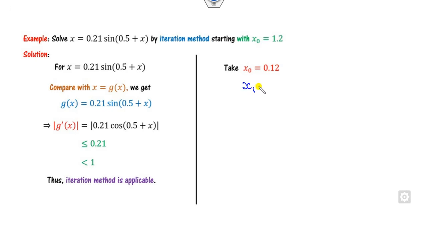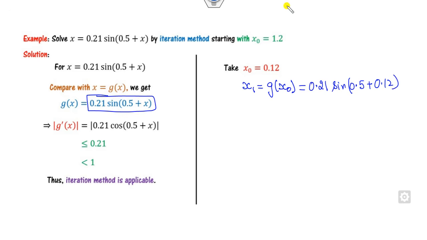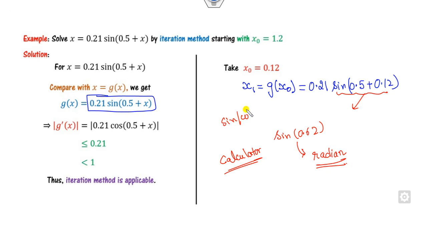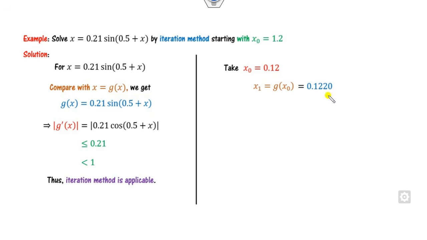Then you can find the value of x1 as g(x0). What is my g? This is my g. Now remember, when you substitute this value here, it is sine of 0.5 plus 0.12. Now remember, this value, which is nothing but my 0.62, you have to compute in radians. When you are using the calculator, you have to set any of the trigonometric functions, sine, cosine, tangent, secant, to radians. So once you substitute this value, you can compute it.